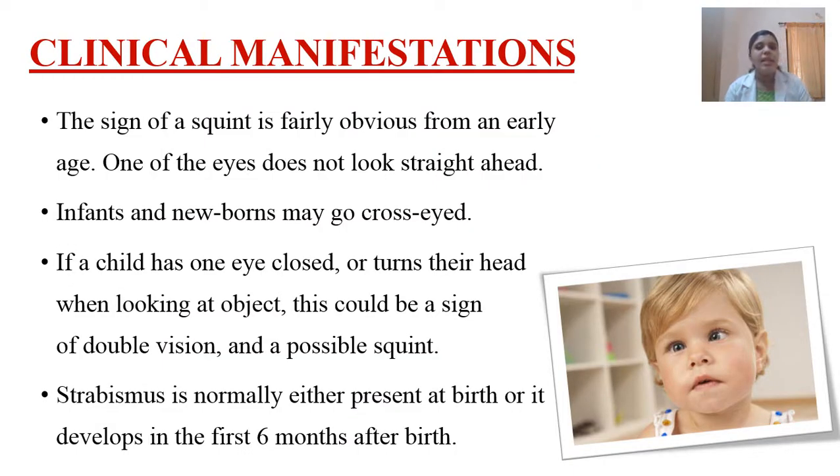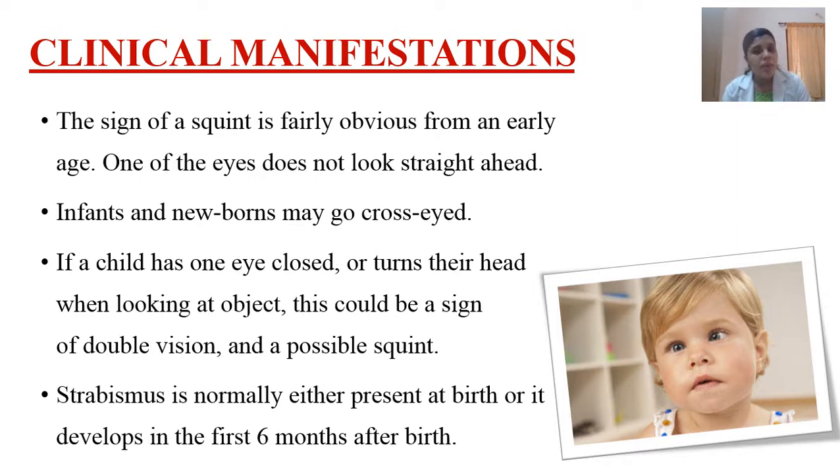Now we'll see the clinical manifestations. Usually the signs will be fairly clear from an early age itself. If you assess the child, one of the eyes will not be looking straight ahead. Sometimes newborn babies as well as infants may have crossed eyes, but crossed eyes are not always a sign of strabismus.